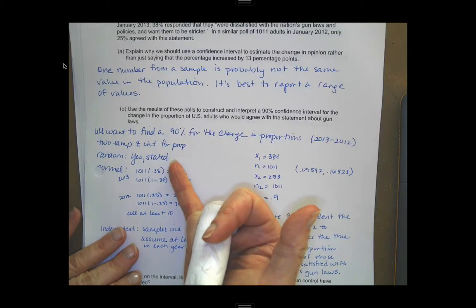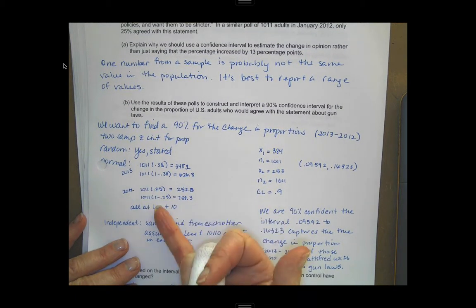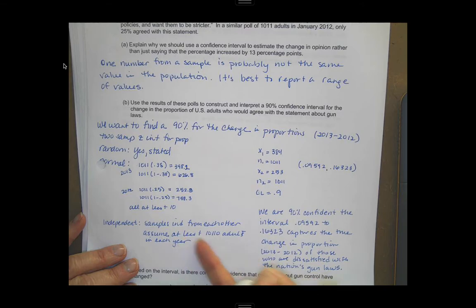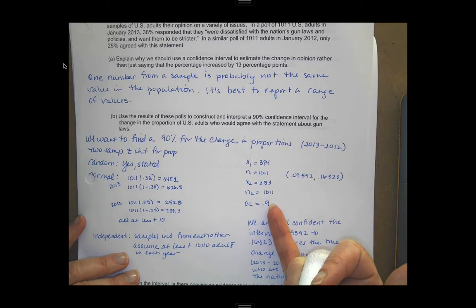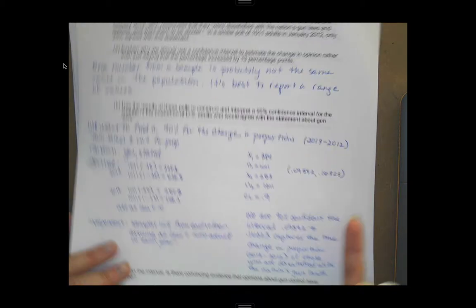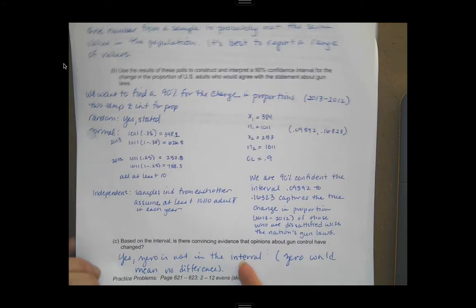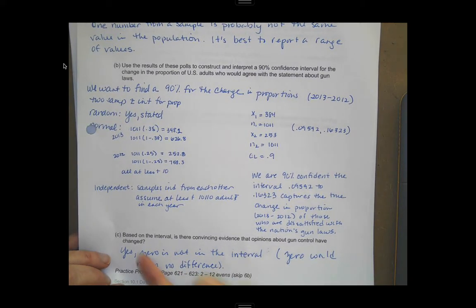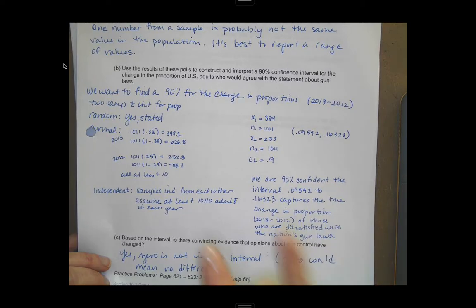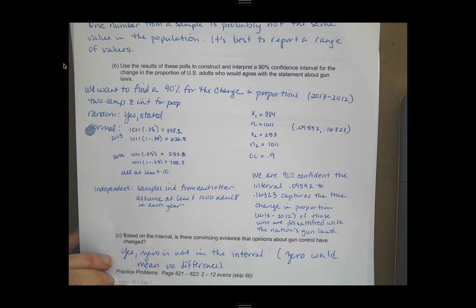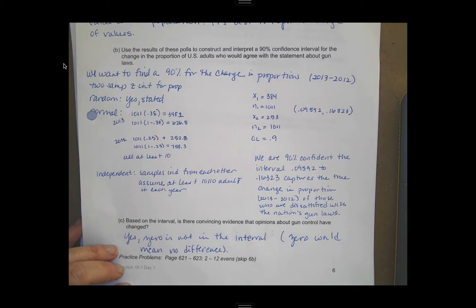Two samples, the interval for proportions. There's my random check. There's my normal check, all at least 10. Again, check your work. Samples independent from each other. Assume at least 10,110 adults in each year. There's my confidence interval. 90% confident that it captures the true change in the proportion. Is there convincing evidence? Even if you flipped it the other way, 0 still should not be in your interval. So yes, 0 is not in the interval. Okay? That is it.